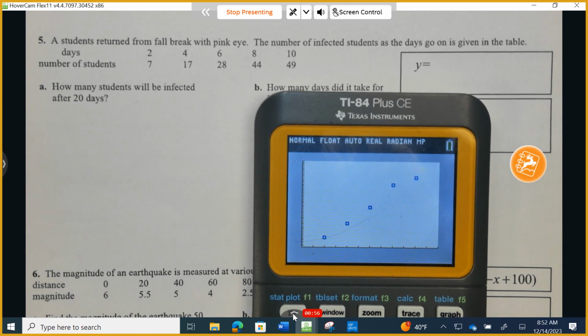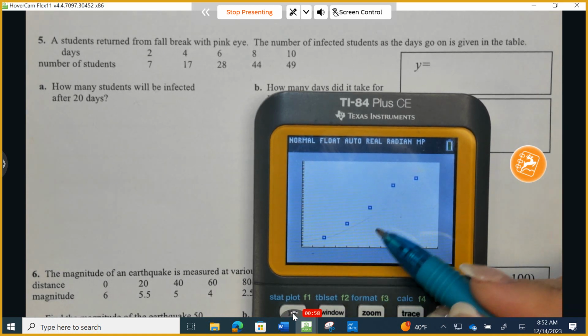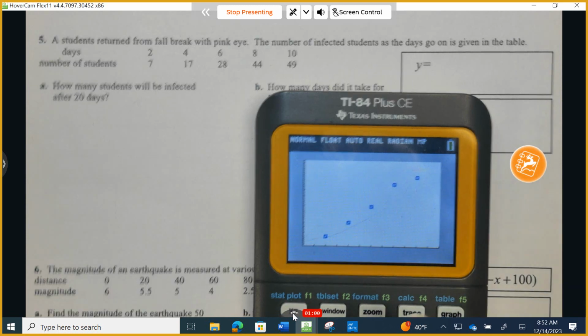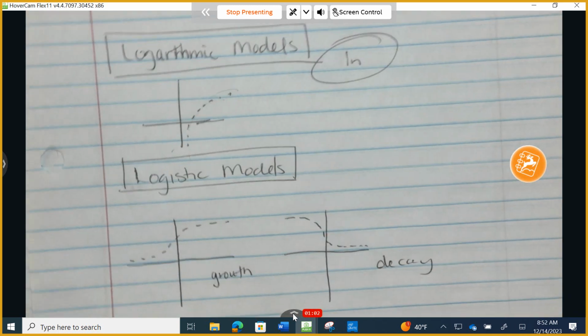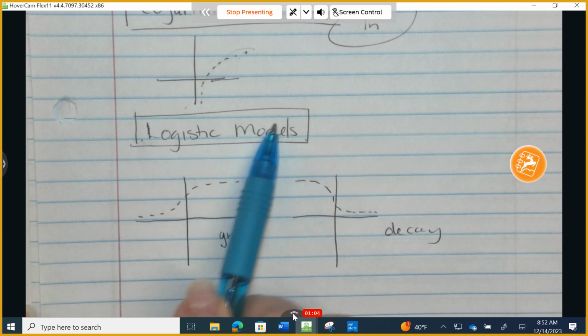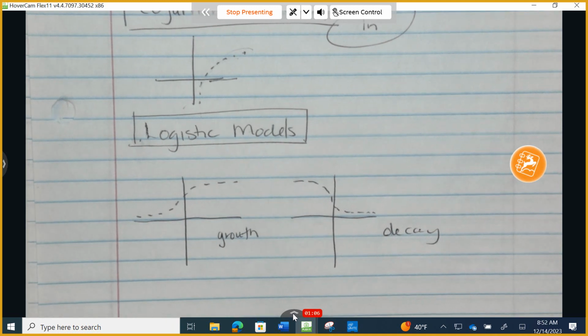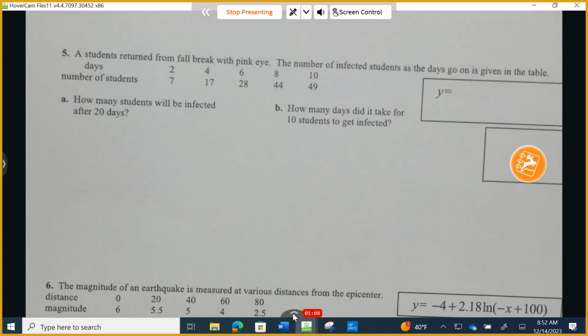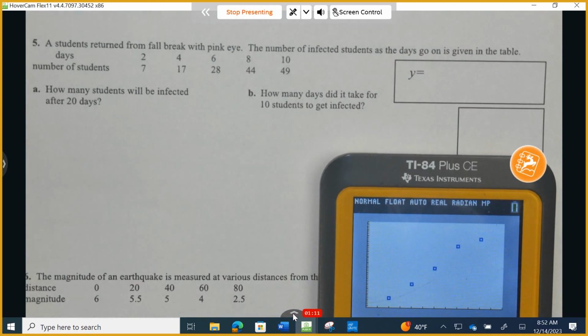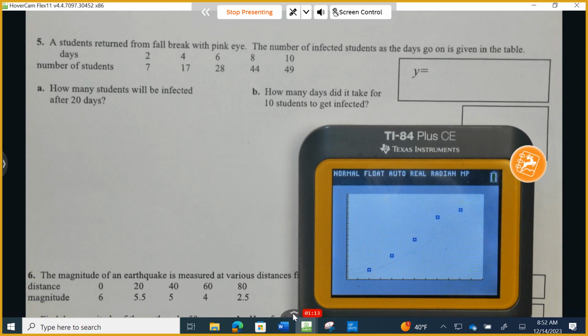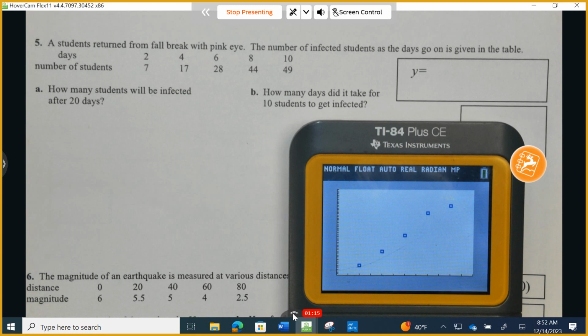And now I'm going to compare that. Notice that I saw this steep climb, and now look how it's starting to level off. So when I look at my options, this is looking like a logistic growth model to me, and that's what I believe it's going to be. So I'm going to come back to this question, and I'm going to use the regression model to see if I'm able to calculate that.